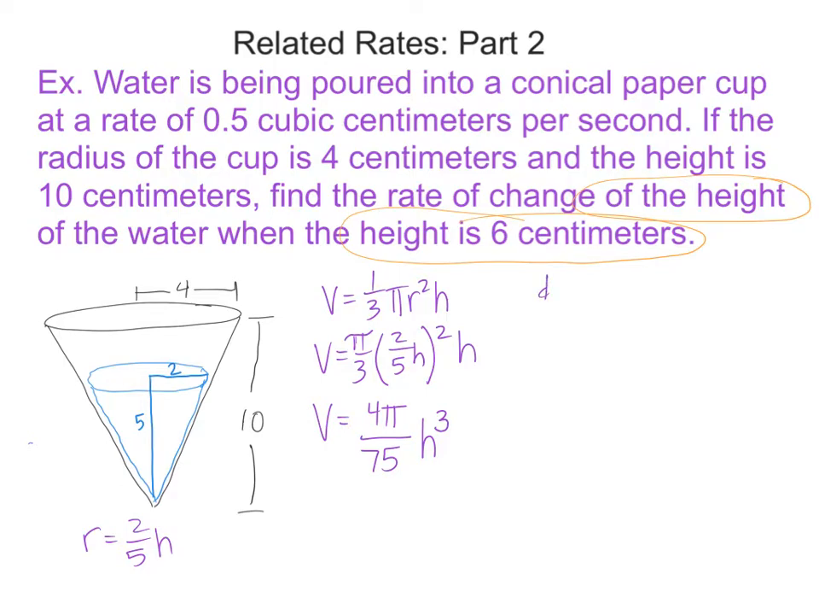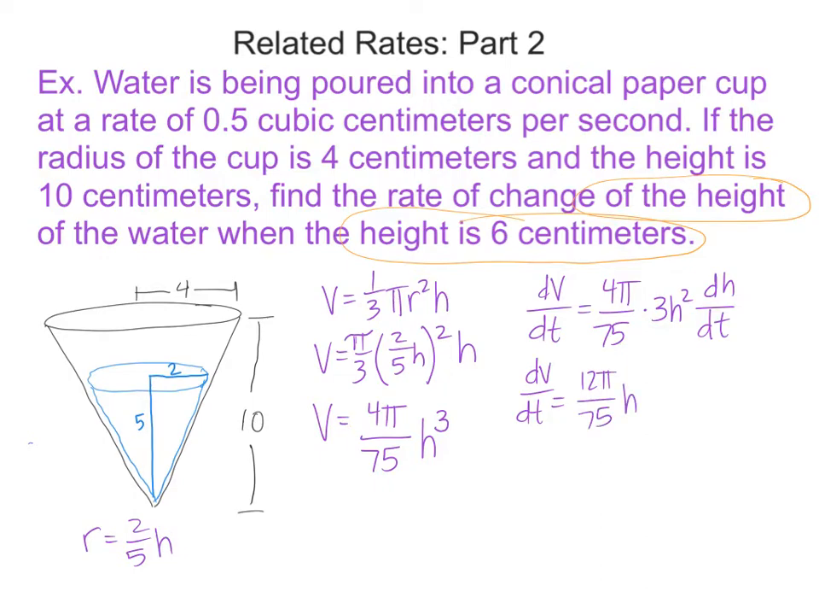The derivative of V is dV/dt. 4 pi over 75 is all constant. I'm just going to separate it and then multiply it by 3h squared. I can go ahead and multiply the 3 by the 4 up there to get 12 pi, but just for this step I want to leave it separate so we can kind of keep these steps in order. So I've got 12 pi over 75 h squared dh/dt.